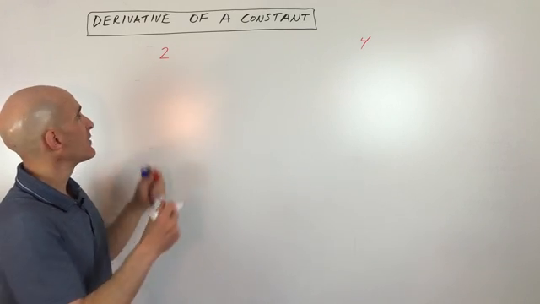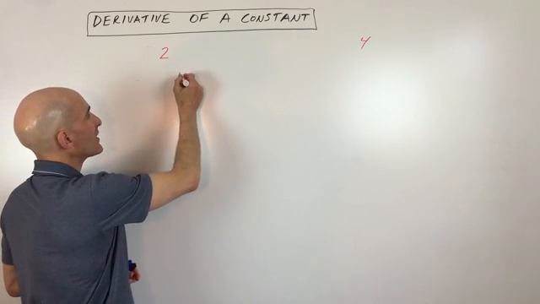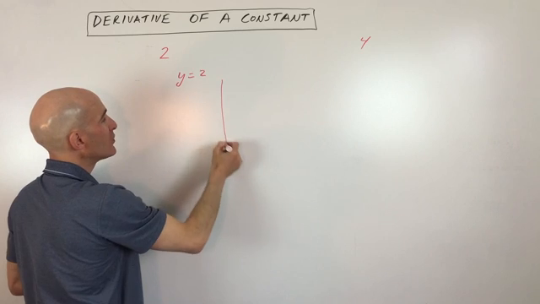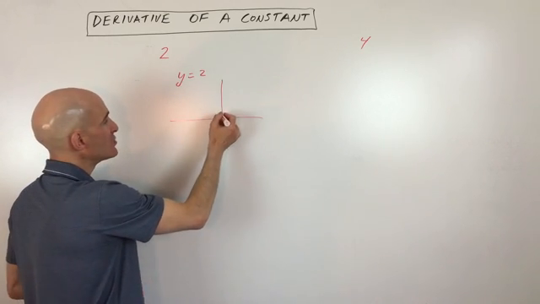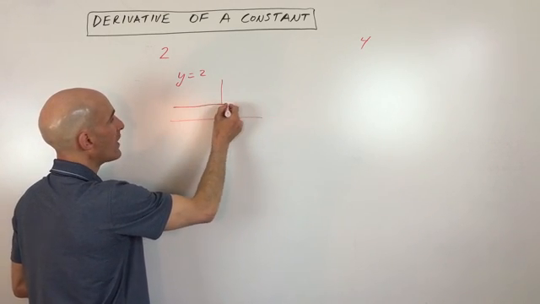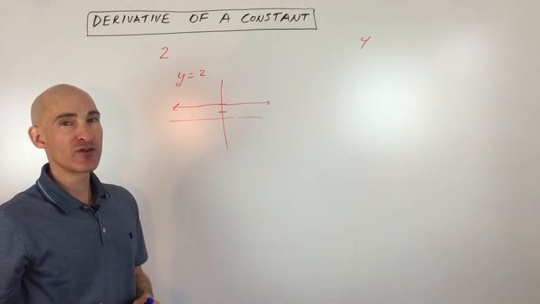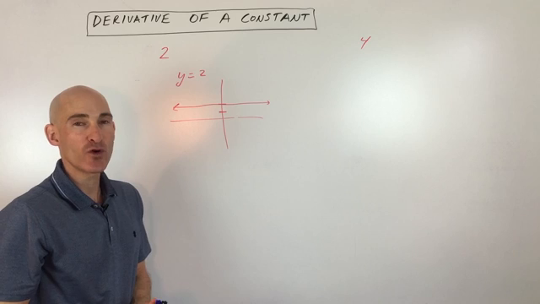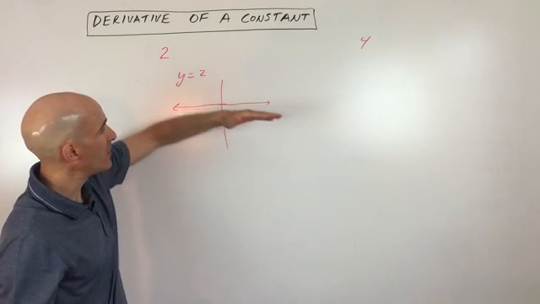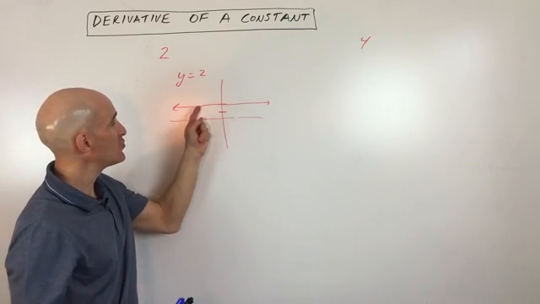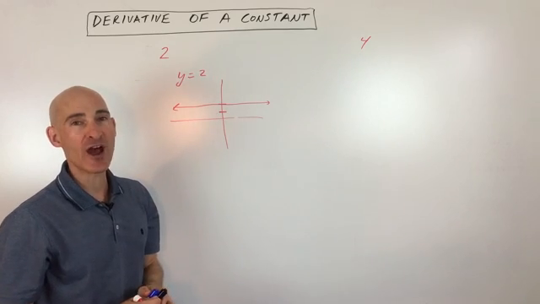Derivative of a constant, think of this as an equation. Like if this is y equals 2, when you look at the line y equals 2, we're looking at a horizontal line, like that. And when you think about a derivative, what a derivative really is, it's an equation or a formula for finding the slope of the tangent line to the graph at any point along the graph.